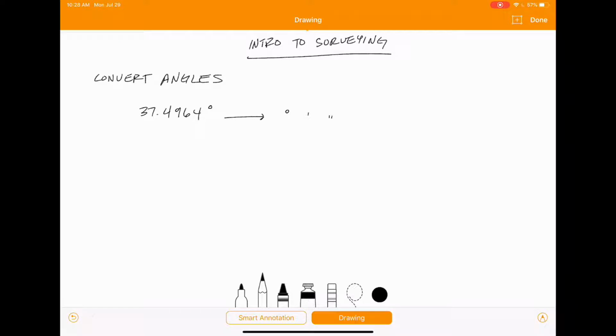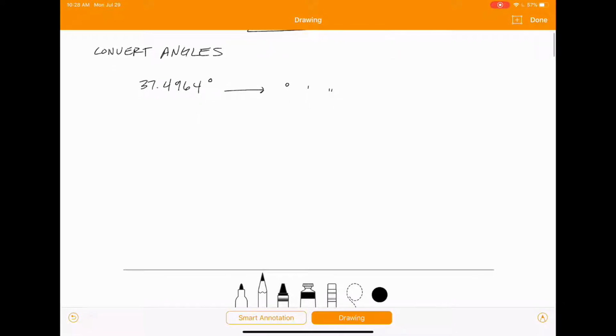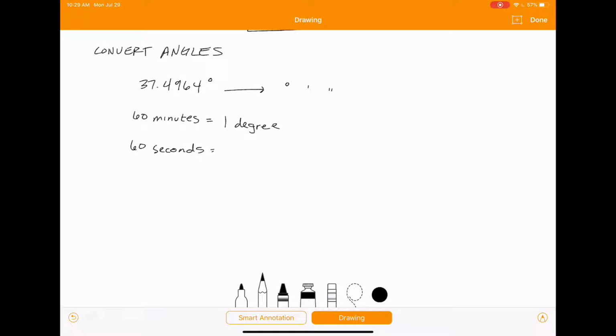So in order to do that, you really just need to know a couple of conversions. You just need to know that there are 60 minutes in 1 degree and that there are 60 seconds in 1 minute. And once you know that, then you can just do basic conversion to get your decimal into this form.